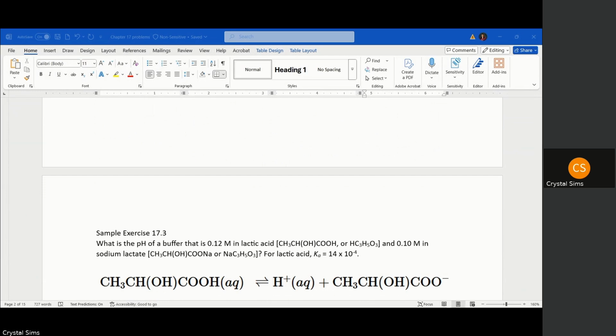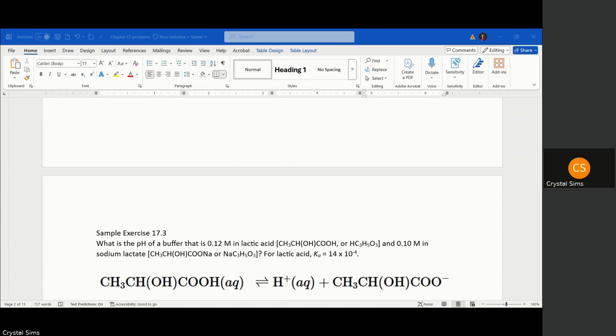So we first have our equilibrium expression, where we have lactic acid that will dissociate into the hydrogen ion and the lactate ion there. So in your book, they give two ways to work this problem.